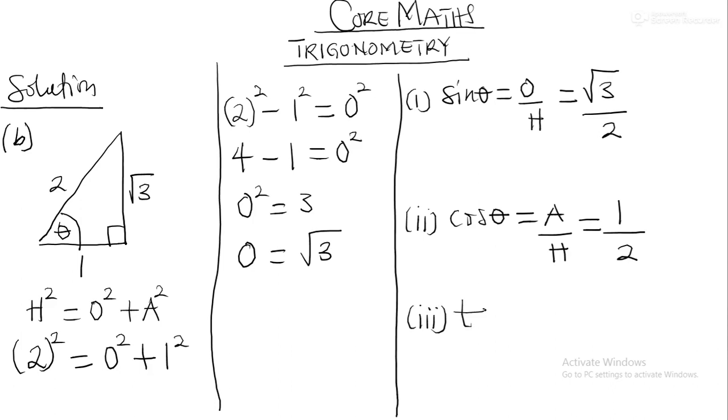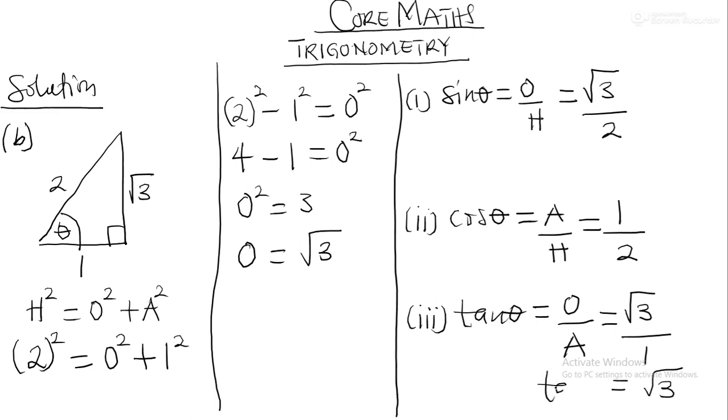Good. Then the last one, we have to find tan theta. So we know that tan theta is what? Opposite over adjacent. Okay. Good. So from the diagram, what is the opposite? What is the adjacent? So the opposite is root 3. And then the adjacent. The adjacent is what? 1. So finally we can have root 3 as what? As our answer. So tan theta is equal to what? Root 3. Good. So I hope you followed me.